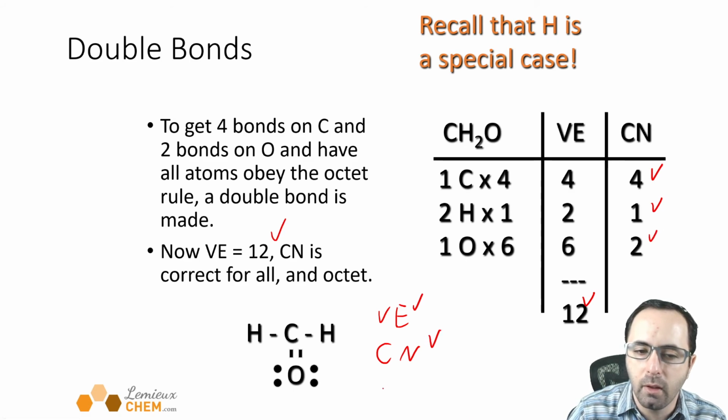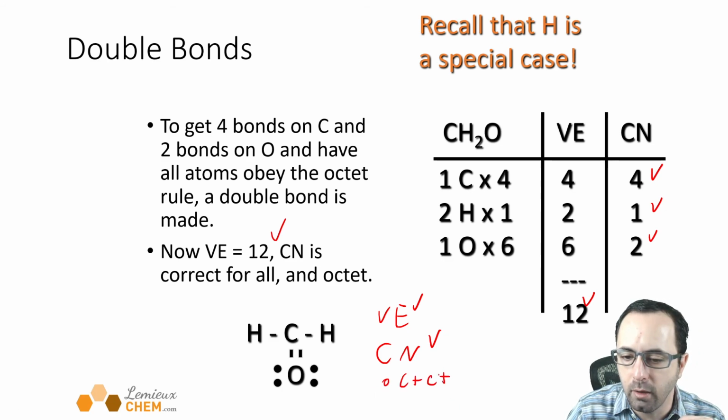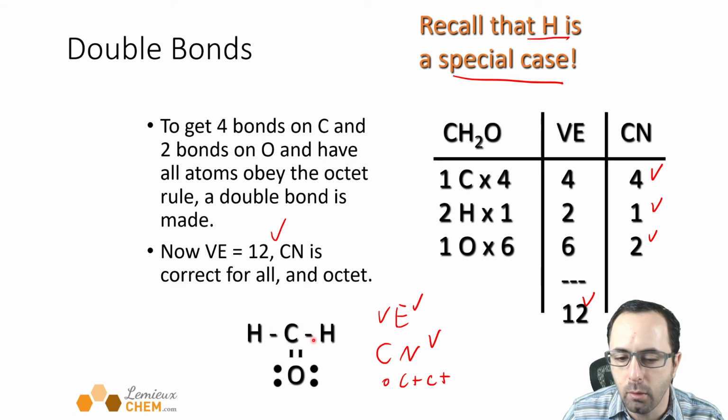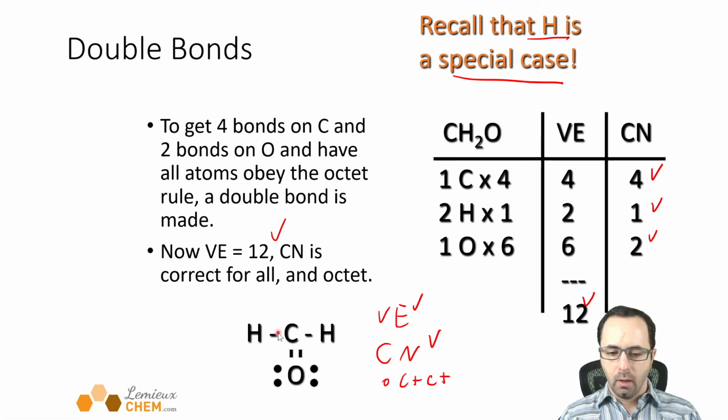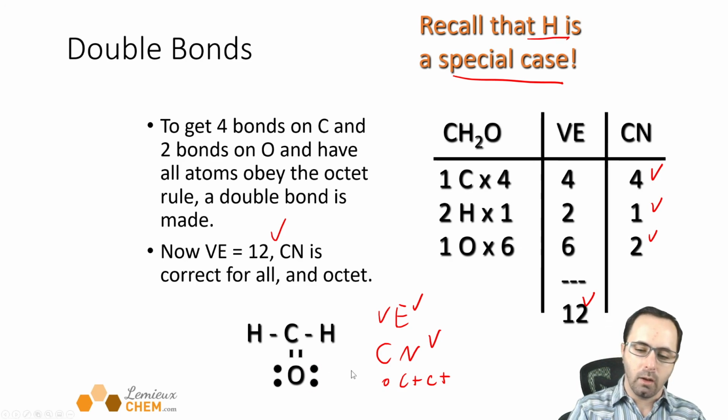So we're good there. Finally, does everyone have an octet? Except for hydrogen. Remember, hydrogen's a special case. It only needs the 2 electrons. So the hydrogen is good with its 2 electrons. The carbon here has 2, 4, 6, 8 electrons around it, all in bonds. So yes, carbon has an octet. Finally, oxygen: 2, 4, 4 in the bonds, 6, 8, 4 more in the lone pairs. 8 electrons around the oxygen.